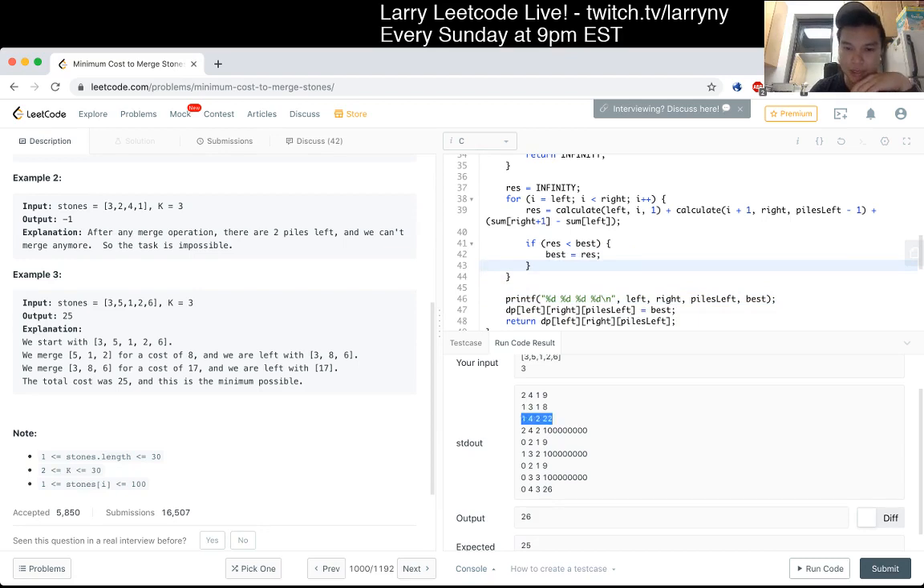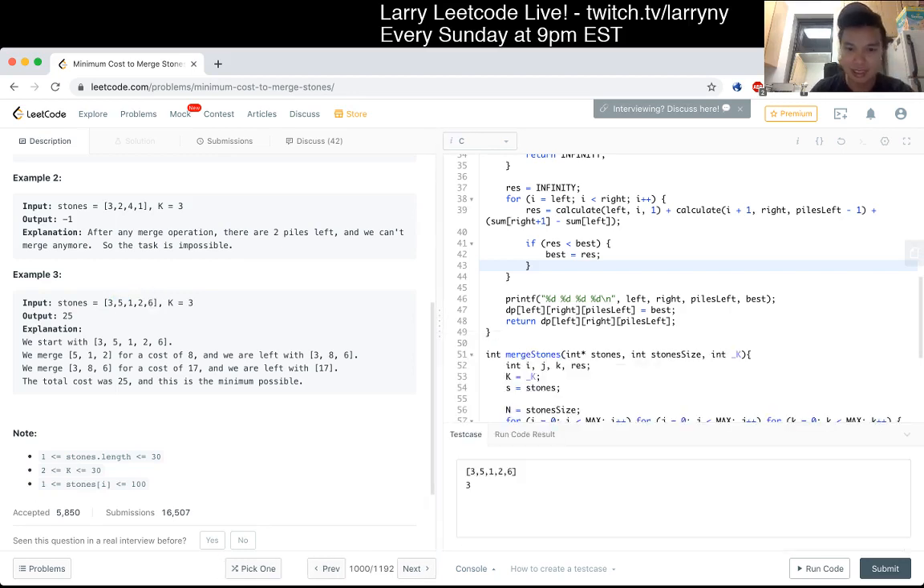1 to 4 with 2 piles. Does that make sense? Is 22 the answer? So it's 22. Let's see. That's the subproblem.